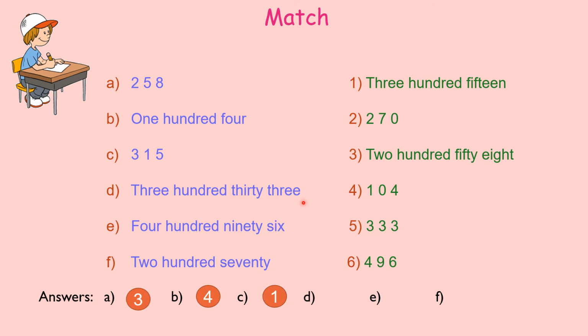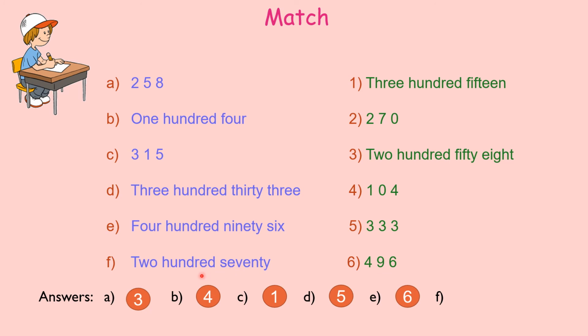333. Where is 333? Yes, 333 is here. So we got the correct answer. That is 5. Coming to the next one, 496. So where is 400? 4 is in the hundreds place. So I got 1 here which says 4 is in the hundreds place. 496 and 496 both are the same. So 6 is the answer for E.